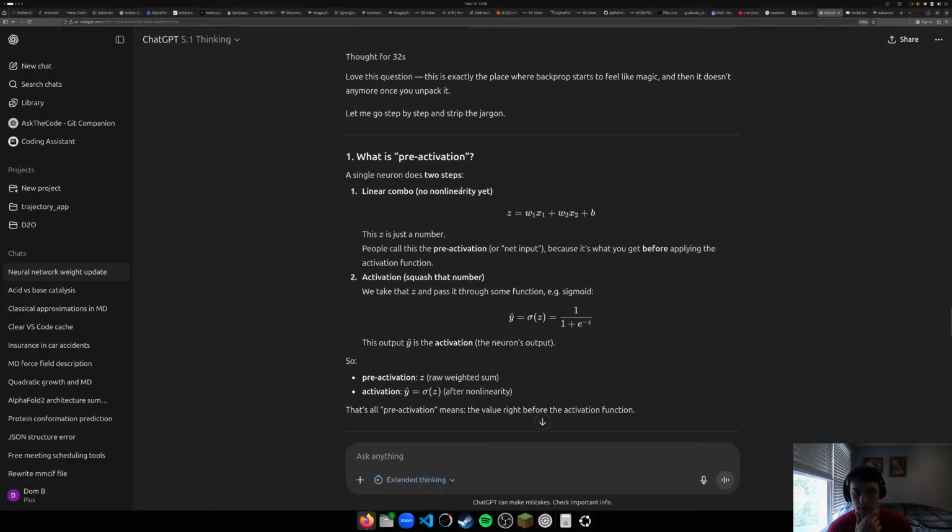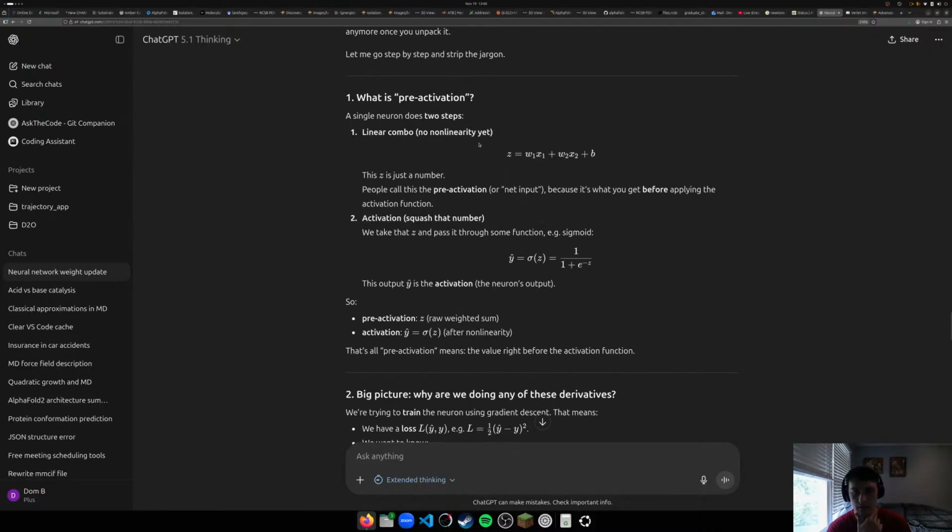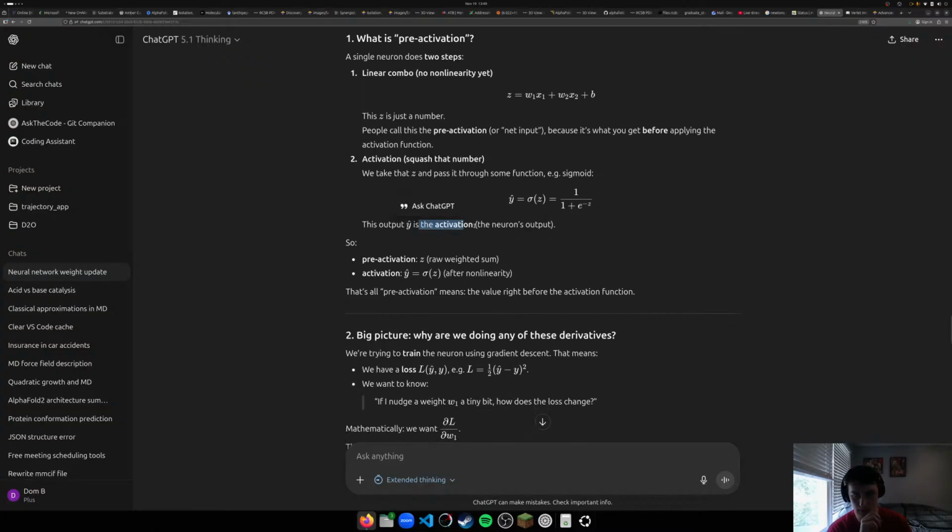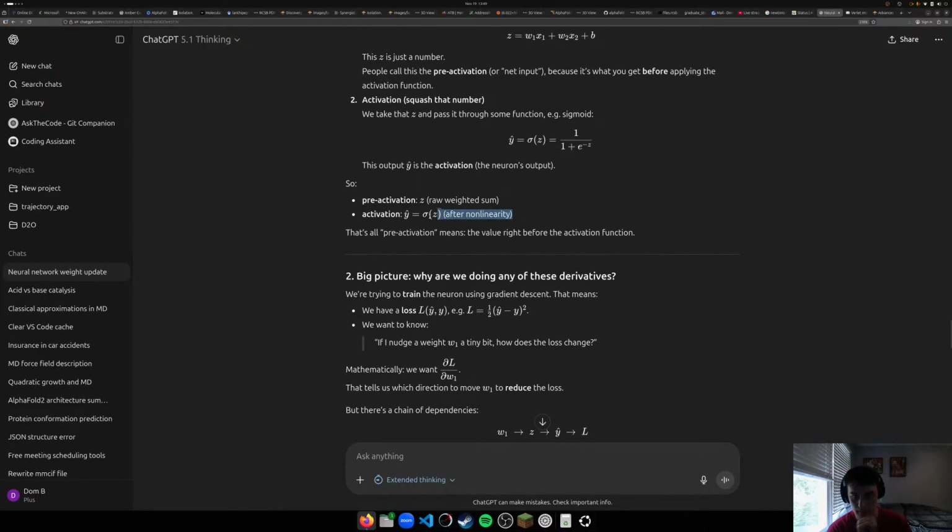What is pre-activation? A single neuron does two steps: linear combination, then non-linearity. This Z is just a number. People call this the pre-activation or net input because it's what you get before applying the activation function. So we take that Z, squash it through some activation function, the sigmoid, and the Y is the activation, the neuron's output. So pre-activation Z, so the sigmoid acting on Z is Y. Okay.